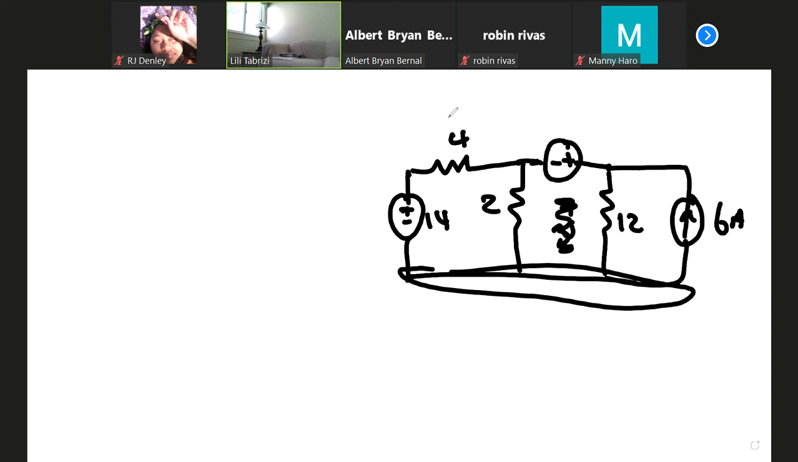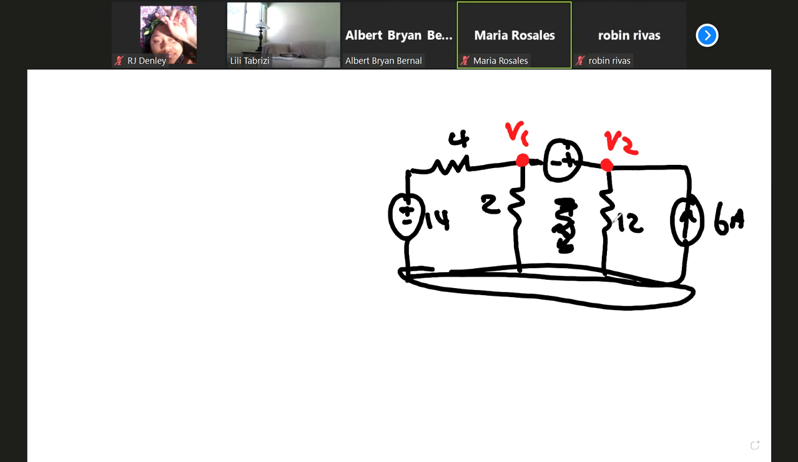Just the setup. How many essential nodes? 2. V1, V2. You don't even have to show plus or minus; it's granted that it's plus for V1 for the reference. How many passive elements? 3. Current direction: in order to speed up, I'll do it myself. You can choose any direction.